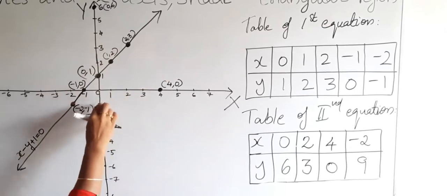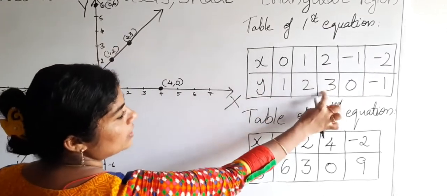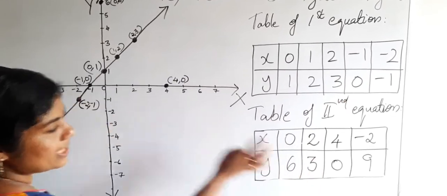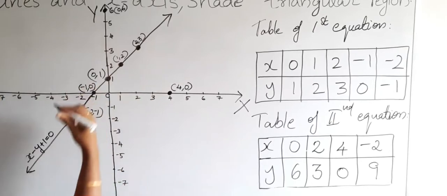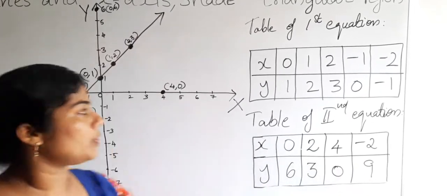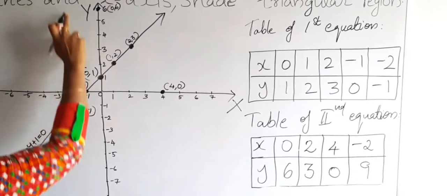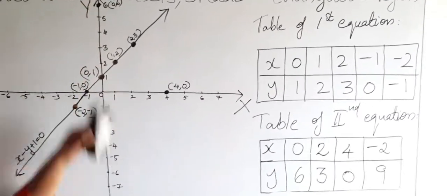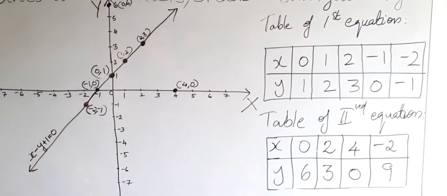Here also we got the same point when x equals 2, y equals 3. The same point is coming again. Next is when x equals minus 2, y equals 9, which means moving up. It's not needed. This point is enough, so the last point is not needed. If needed, we can mark it.